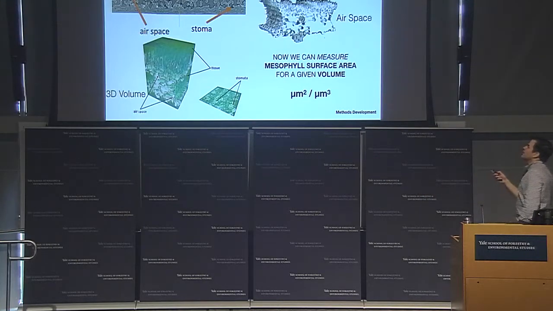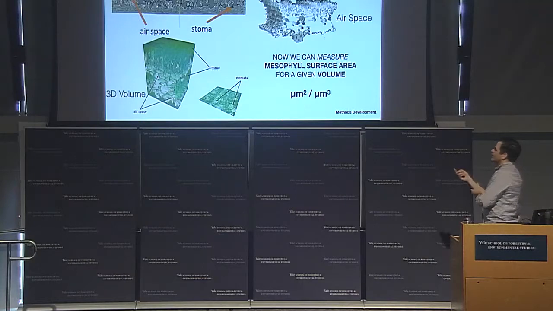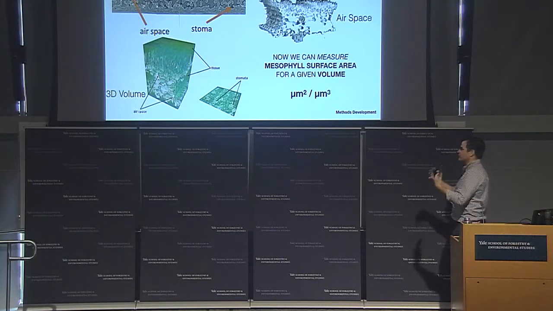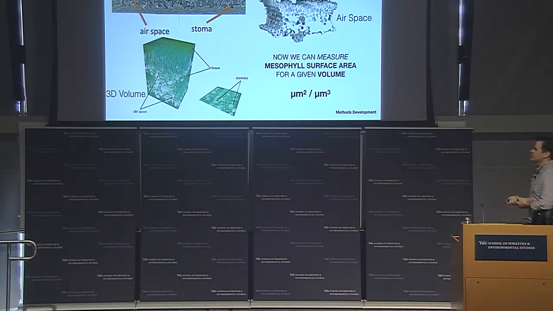We can look at leaf tissue, we can look at the airspace and how the airspace is distributed, and we can actually measure the surface area of the leaf for a given volume instead of a cross-sectional area, which is a really important major advancement in our ability to understand plants. And so now instead of looking at it in square microns per square micron of tissue, we're looking at how much surface area is on the inside for a given volume of tissue.